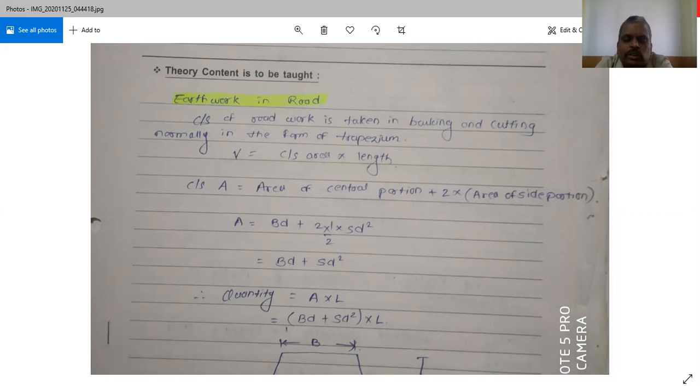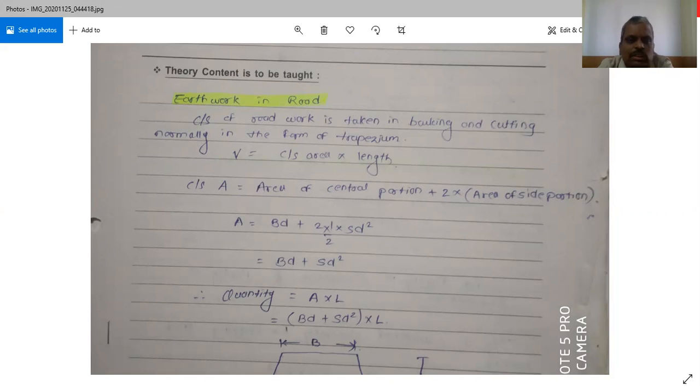The third point which you are going to see is some well. And the last point in this topic is to calculate the quantity of septic tank. So we start with the earthwork in road.